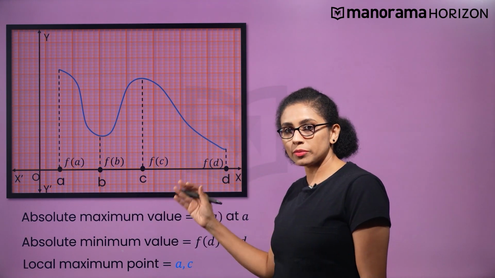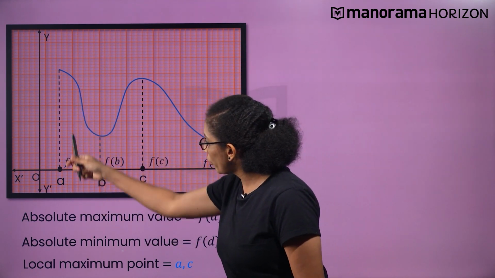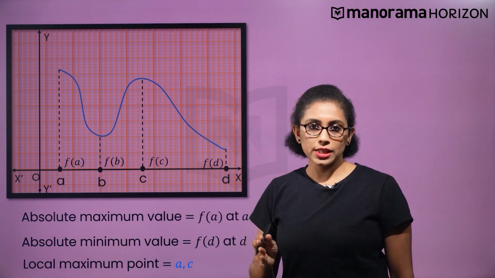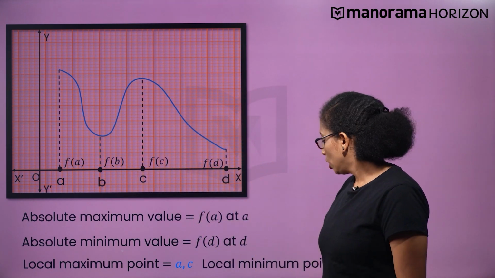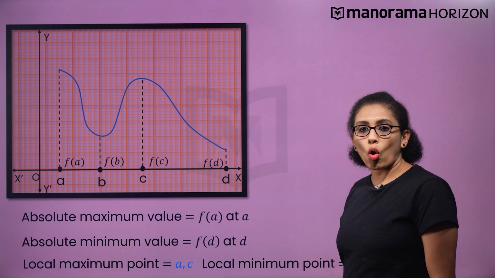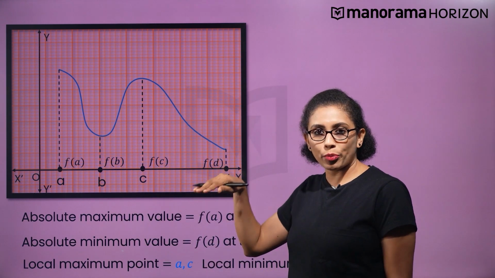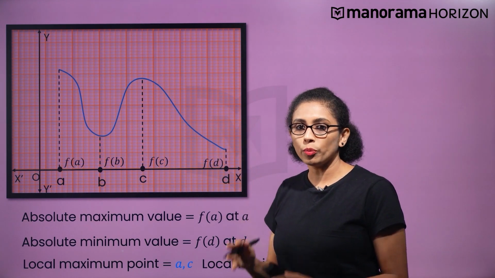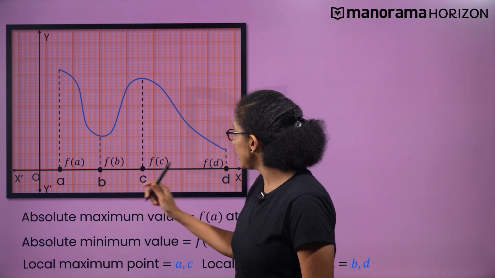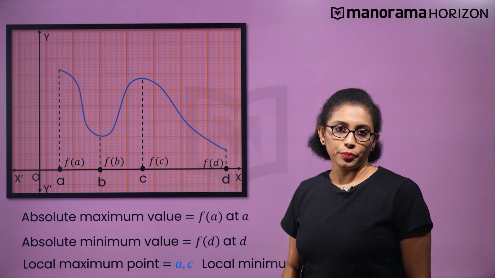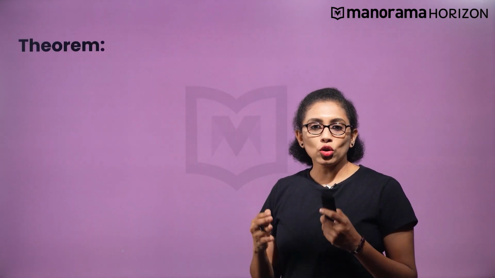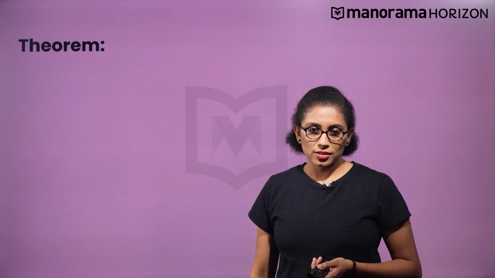So, the corresponding maximum values at these points are f of A and f of C. Now, it has local minimum values at points B and D, the valley points. And what are the minimum values? The minimum values will be f of B and f of D, right? Now, let us look at theorems based on this.